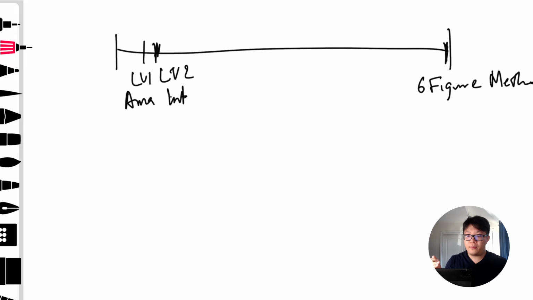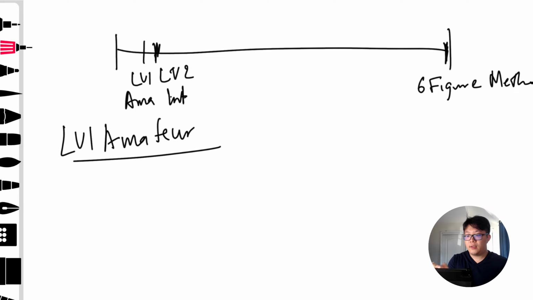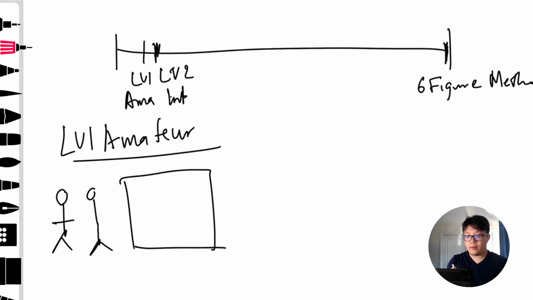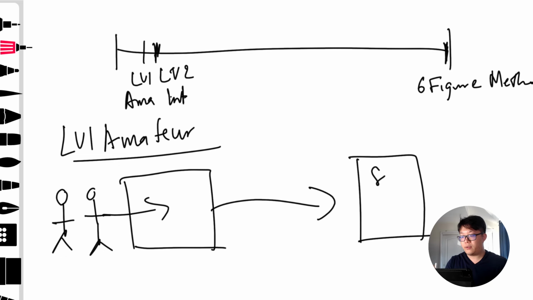But first, let me detail out what level one is. So the basics of any affiliate marketing is driving traffic to your affiliate link, your sales page. And usually you don't make any sales because something in between here is missing.